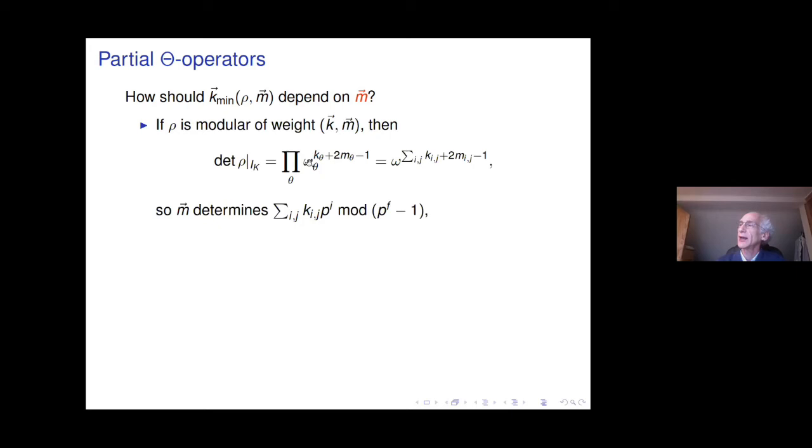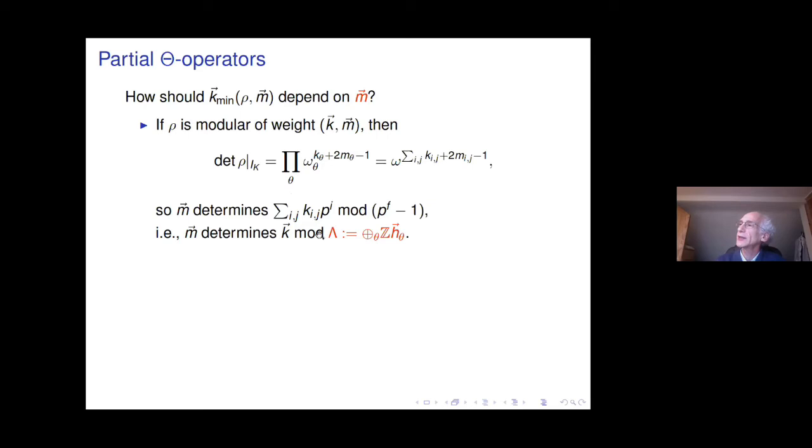And if you fix a tau_i and look at the theta_{i,j} extending it, these all have the same reduction. I'm looking at the same fundamental character for all those omega thetas. So omega tau_i appears with coefficient the sum of the k_{i,j}'s, and they're related by composition with Frobenius, so there's a factor of p to the i here. And as I said, omega has order p to the f minus 1. So m determines the sum of the k_{i,j} p to the i's mod p to the f minus 1. And in fact, you can think of this as m and rho determining k modulo.